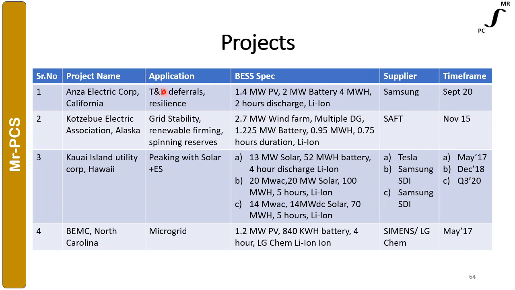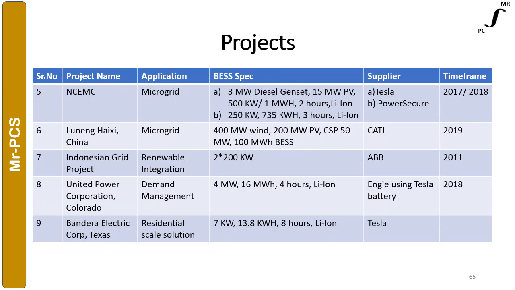Ansa Electric Corporation used 4 megawatt lithium ion battery for transmission and distribution deferrals. Supplier is Samsung. Cotswold Electric Car Association installed 1.22 megawatt lithium ion battery with 2.7 megawatt wind farm for grid stability application. KU Island installed 52 megawatt hour, 100 megawatt hour, and 70 megawatt hour battery energy storage for peaking application. Samsung and Tesla are the suppliers. BEMC installed 840 kilowatt hour battery for microgrid projects. NCMC installed 1 megawatt hour and 735 kilowatt hour for a microgrid project. The battery is supplied by Tesla and Power Secure.